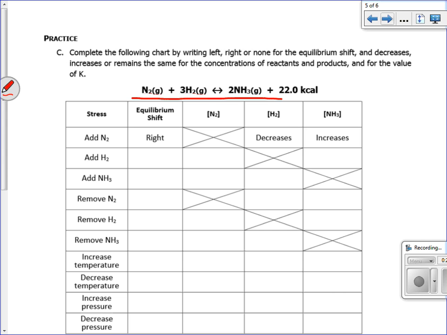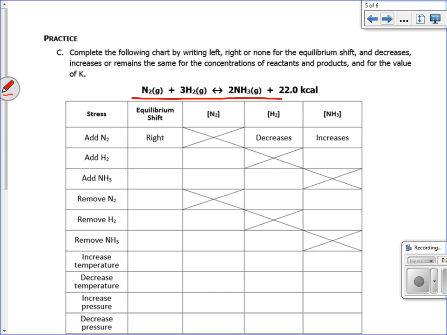Now this is called the Haber process. It's a very important reaction. It makes ammonia that goes in fertilizer, and if you're a farmer, you need lots of fertilizer. So we need to be able to manufacture it and be able to produce our crops. That's why I keep using this one. It's a really good one that they use. They manipulate this equation very well to make sure they're making lots of ammonia.